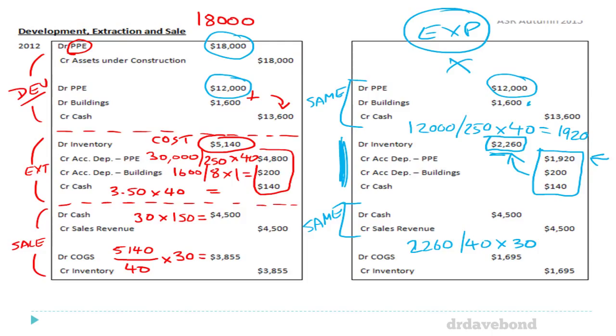all she wrote for development, extraction, and sale. So we've done AASB 6, the exploration section, on the first page, and we come into this page. The top level is development, we then have extraction, and we then have sale. That's it.